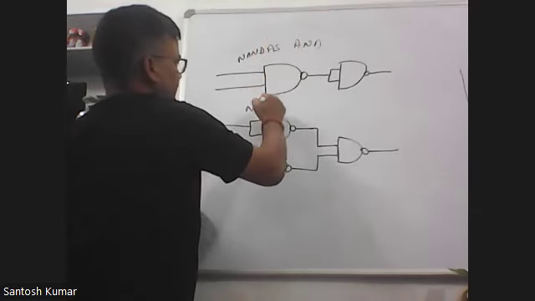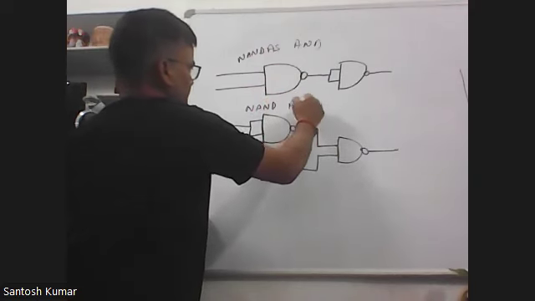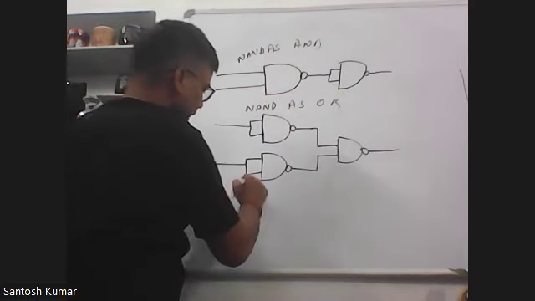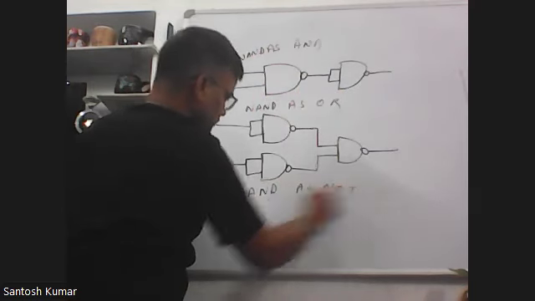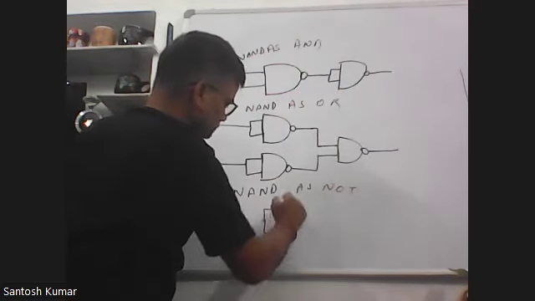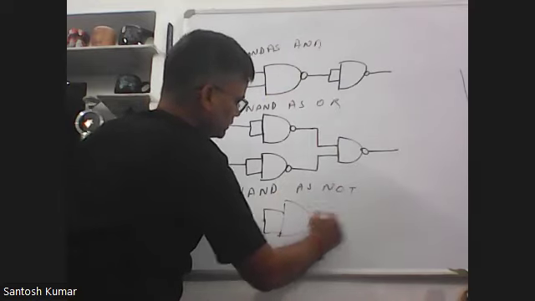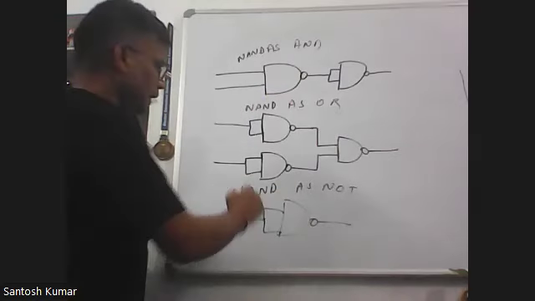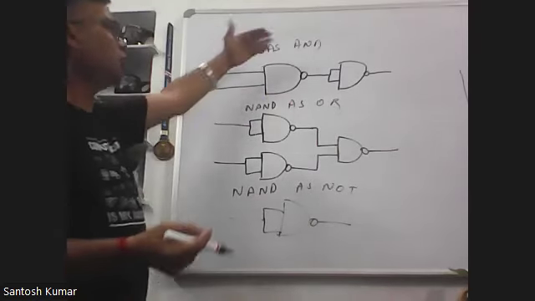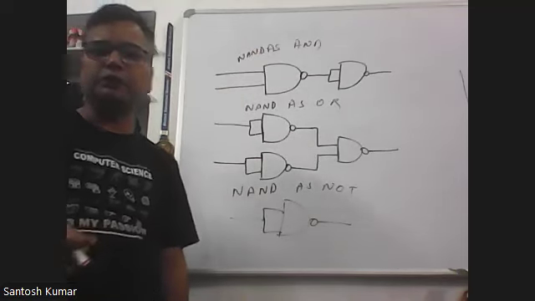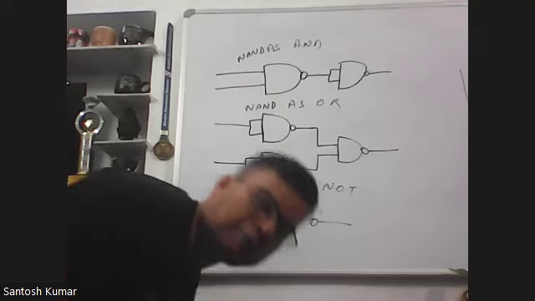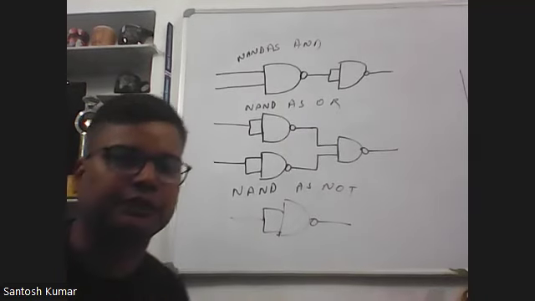So this is NAND as AND. This is NAND as OR, and to obtain NAND as NOT, we take one input, divide it into 2 parts, and pass it through a NAND gate. This will be NAND as NOT. Similarly, NOR as OR, NOR as AND, NOR as NOT we can do. And for detail, you can refer to that video of the logic gates which I have uploaded.